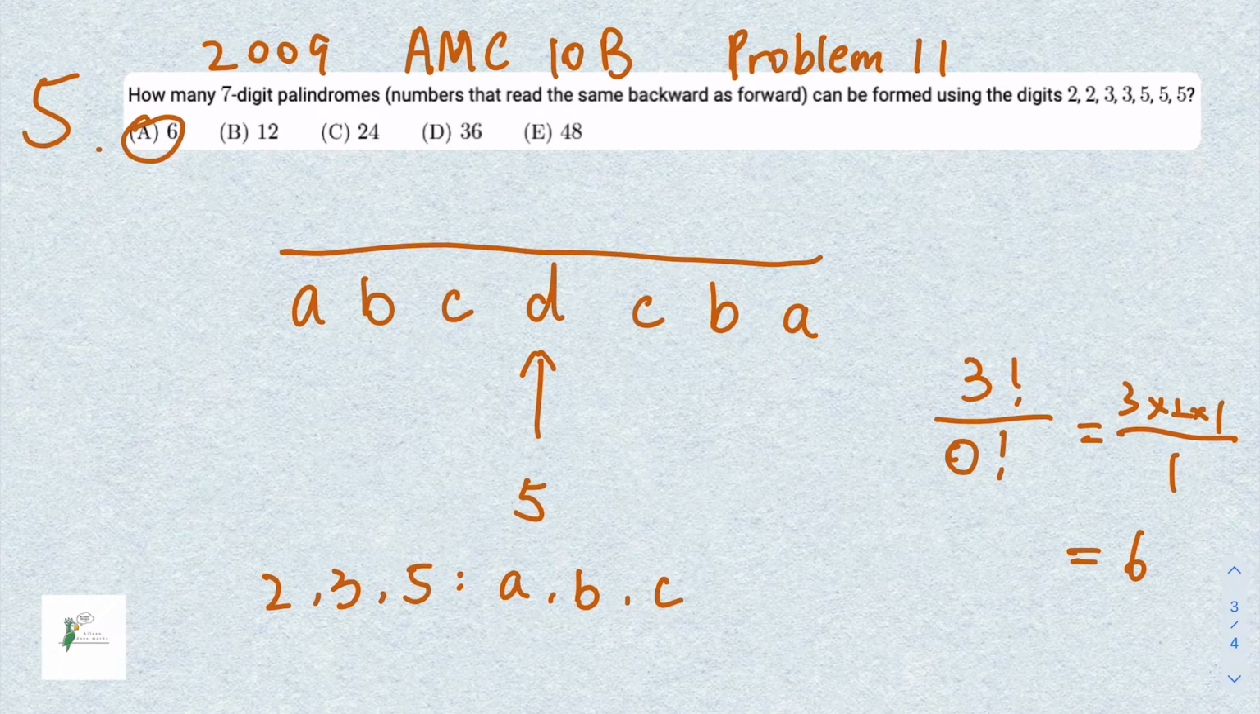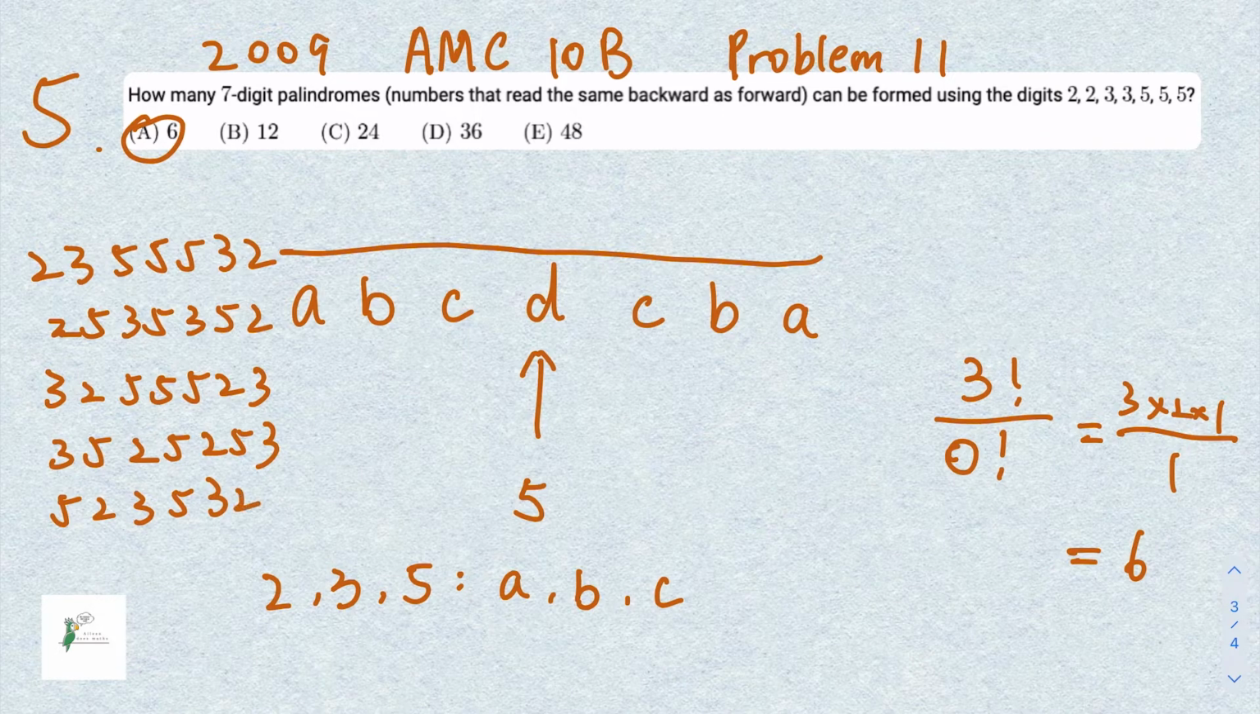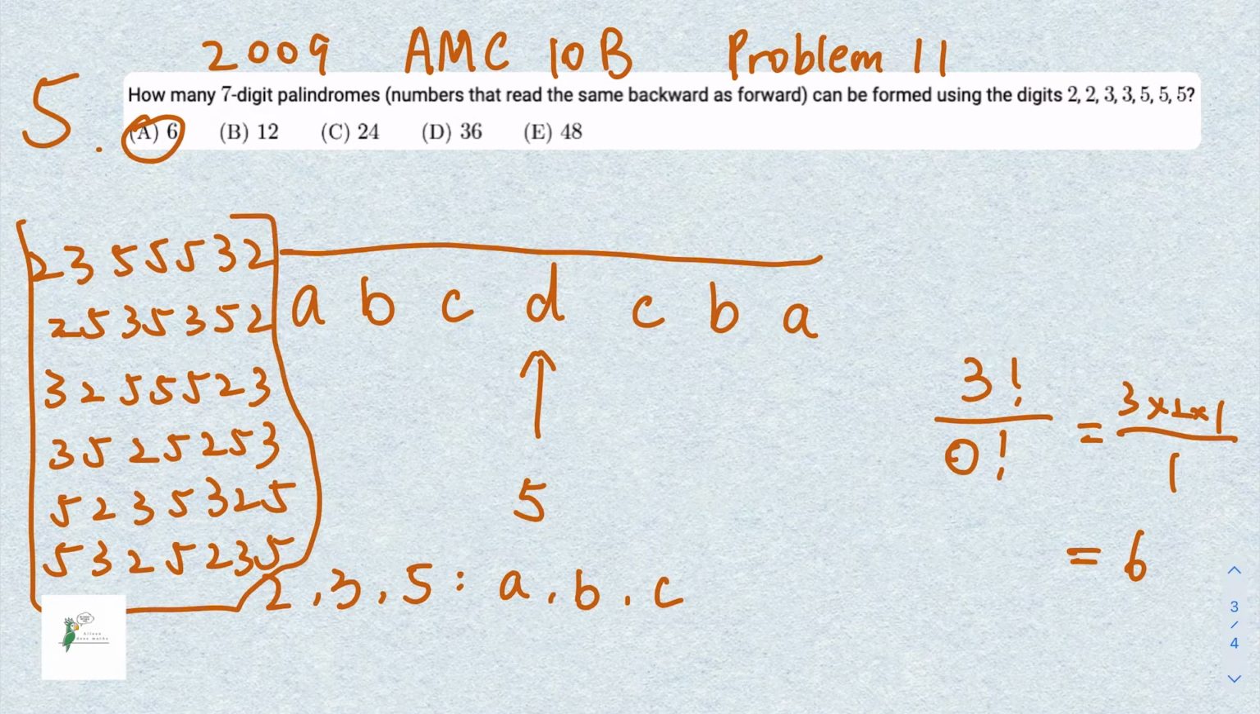Now we know the answer is A, but you could also just list all the possibilities out since there's only 6 of them, right? For example, well, I may as well just list them out right now. 2355532, 2535352, 3252523, 5523325, 5253525, 3523253, right? So there's only these 6 possible ways.